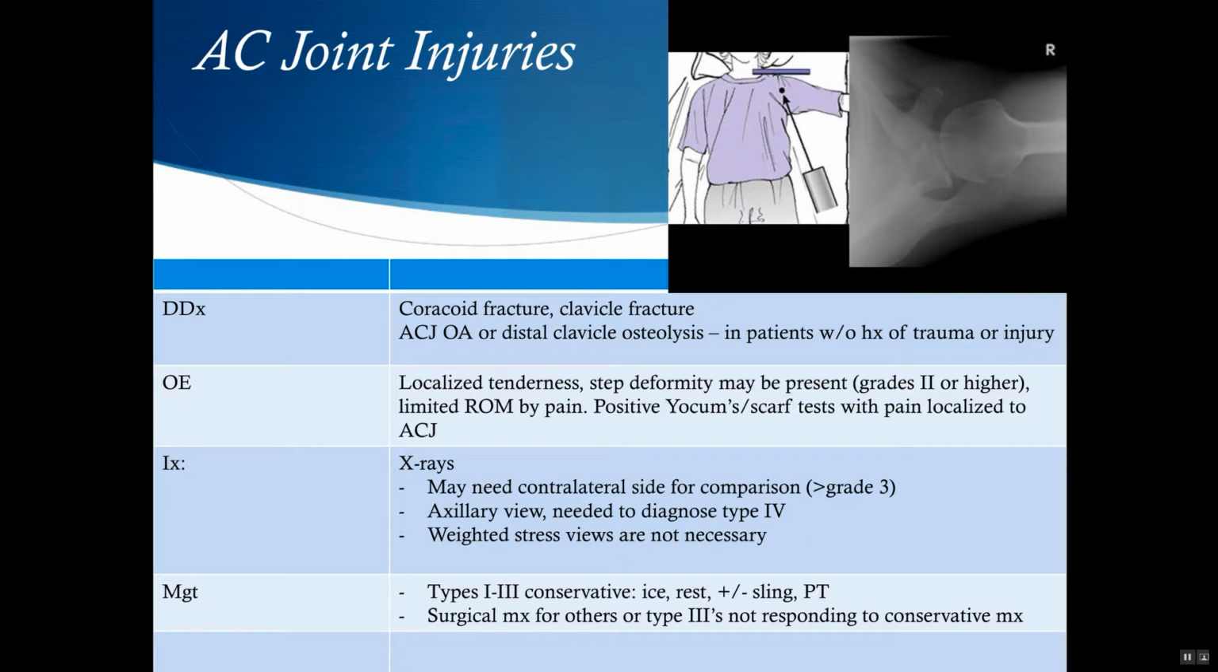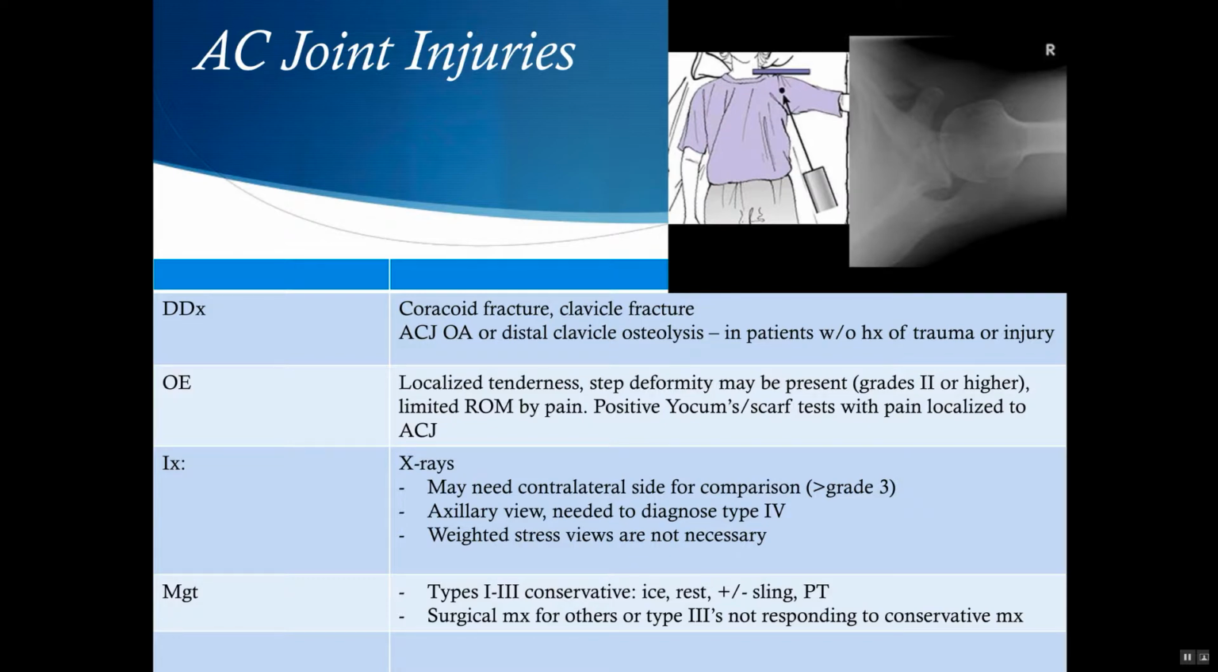The differential for acute AC separation would be coracoid fractures, distal clavicle fractures, or even more medial clavicle fractures with referral patterns of pain to the AC area. In patients presenting with chronic AC joint pain that don't have a history of trauma, you can consider things like AC arthritis or distal clavicular osteolysis.